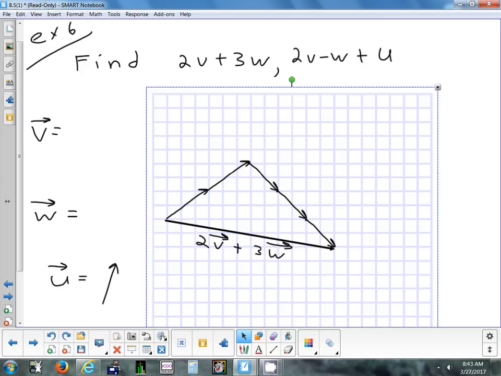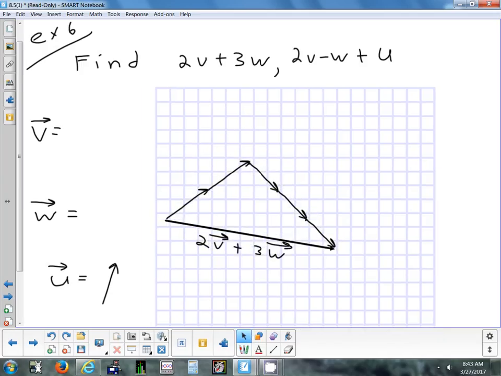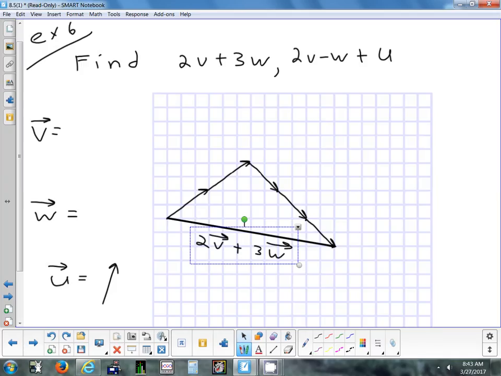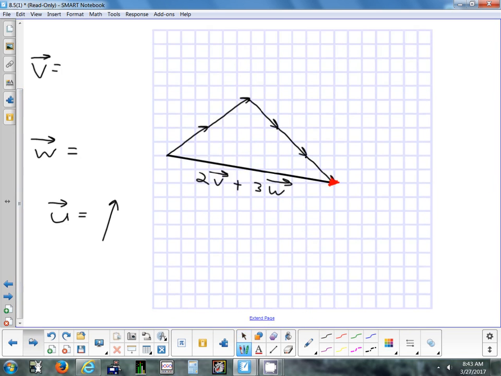Okay, another thing you could do on paper is if you have it drawn and it looks kind of like this, just make the arrowhead bigger. So I can see which way it's pointing a little better. Okay, however you can make it clear. Any questions on that? All right.